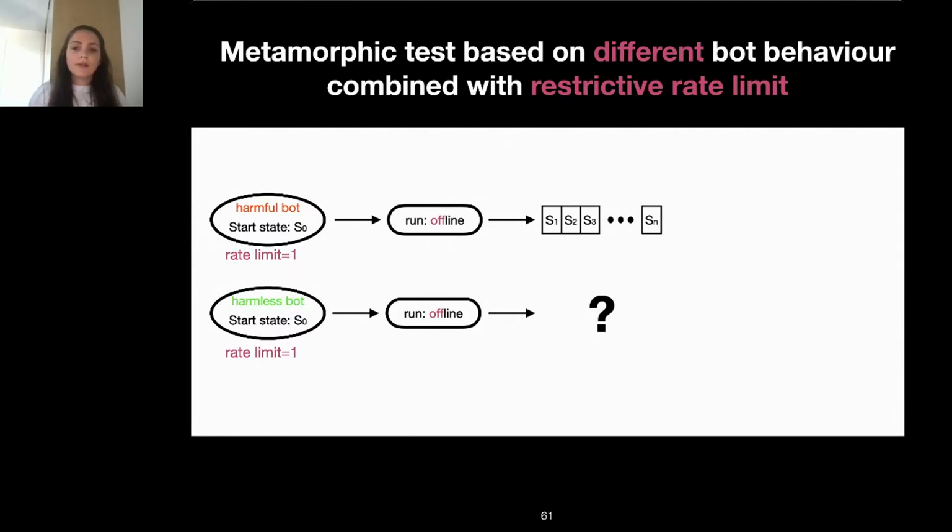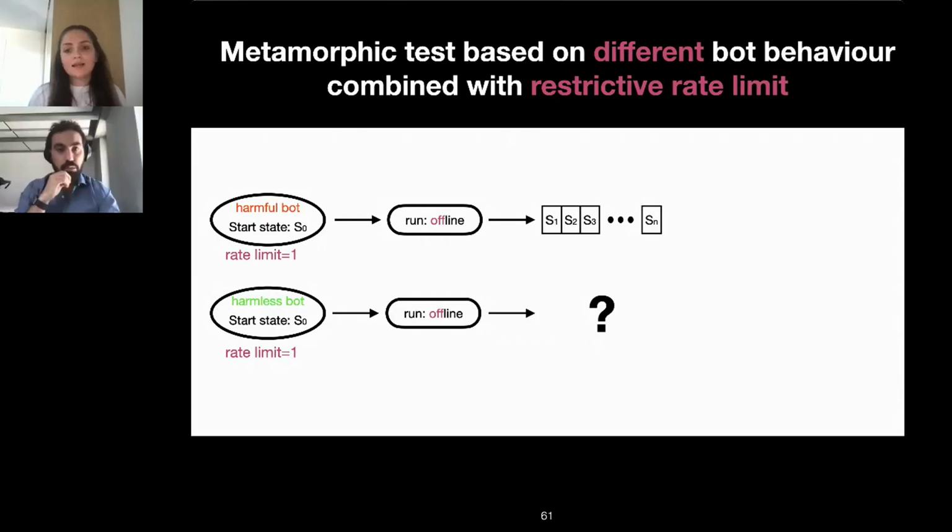If we don't have the rate limit in this case, we would expect these two simulations to give completely different results. But if we set a very restrictive rate limit, such that at every step each of the bots has exactly the same choice, they don't have two friends to choose from. They have at most one friend, if the person they're visiting has friends, of course.